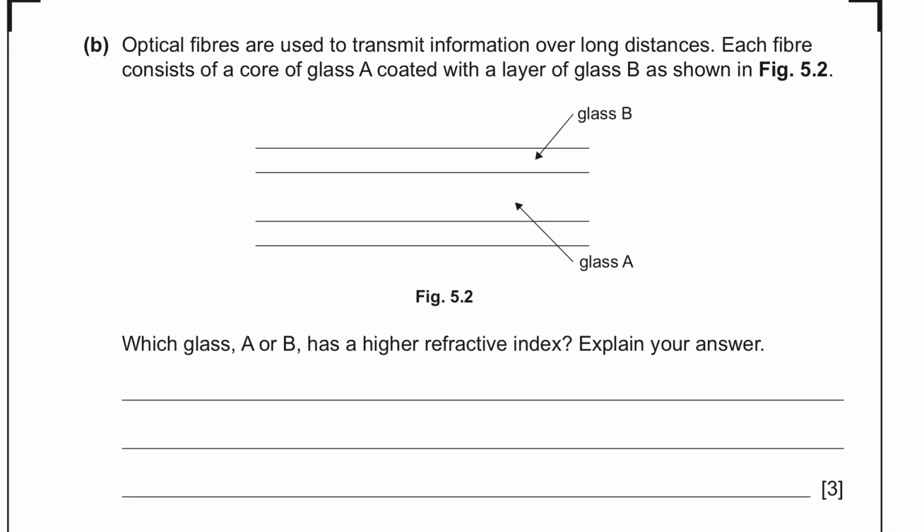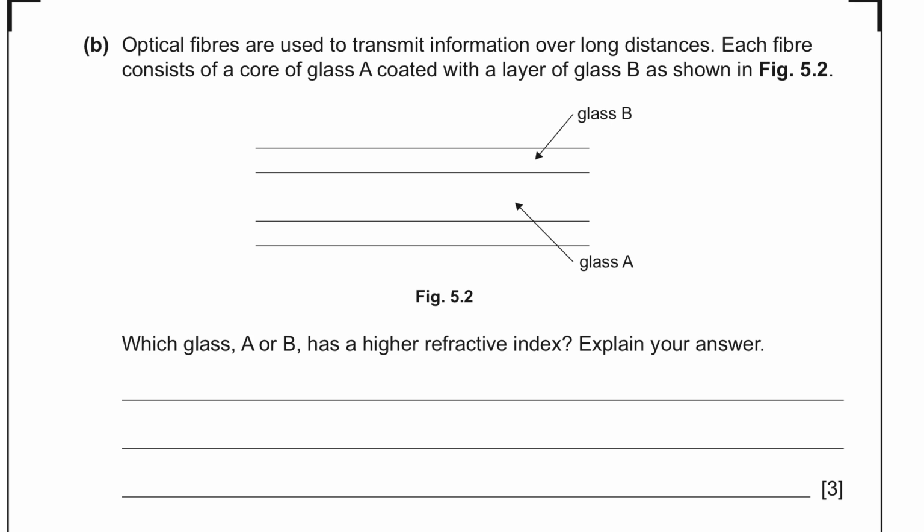Part B. Optical fibers are used to transmit information over long distances. Each fiber consists of a core of glass A coated with a layer of glass B, as shown in figure 5.2. Which glass, A or B, has the higher refractive index?